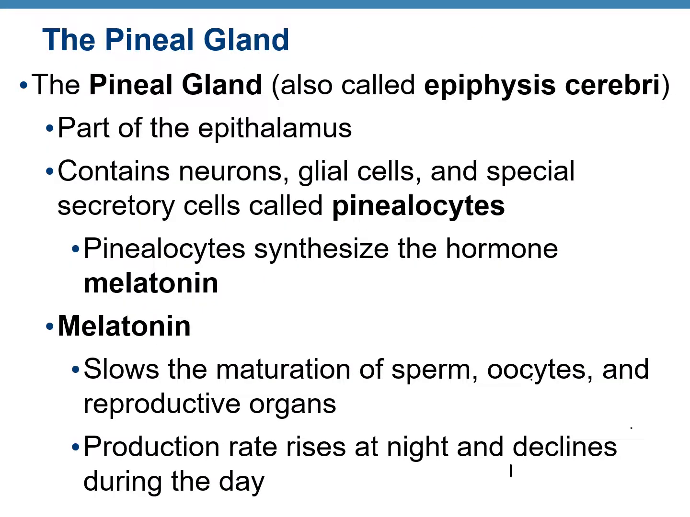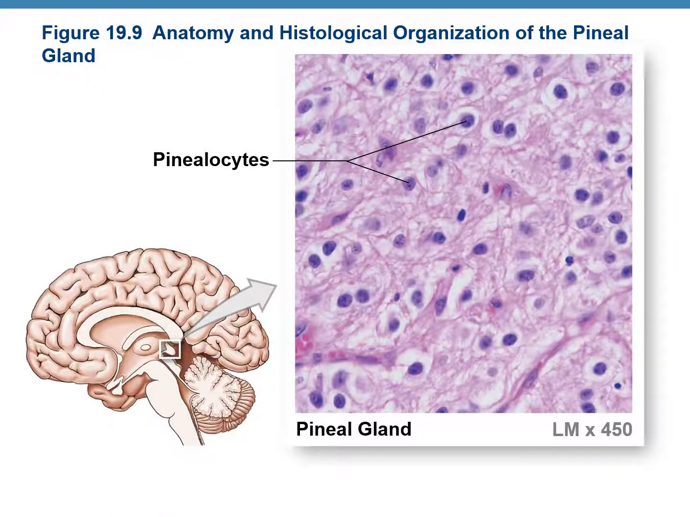The pineal gland is present in the epithalamus. This gland is also known as the epiphysis cerebri, and it contains special secretory cells called pinealocytes that secrete the hormone melatonin. Melatonin regulates the sleep-wake cycle. It also slows the maturation of sperm, oocytes, and the reproductive organs. Usually the production rate of melatonin goes up at night and goes down during the day. This is the histological organization of the pineal gland.